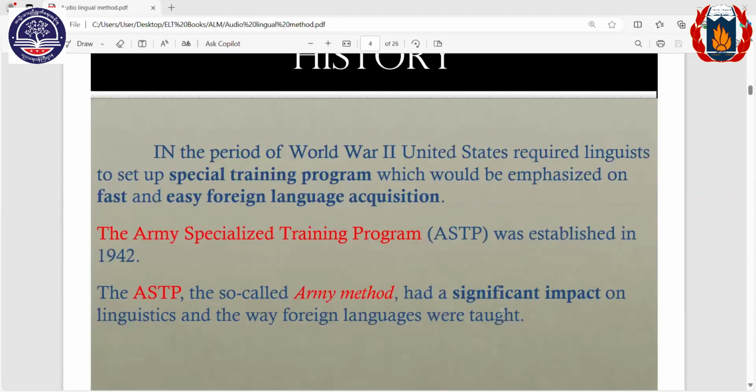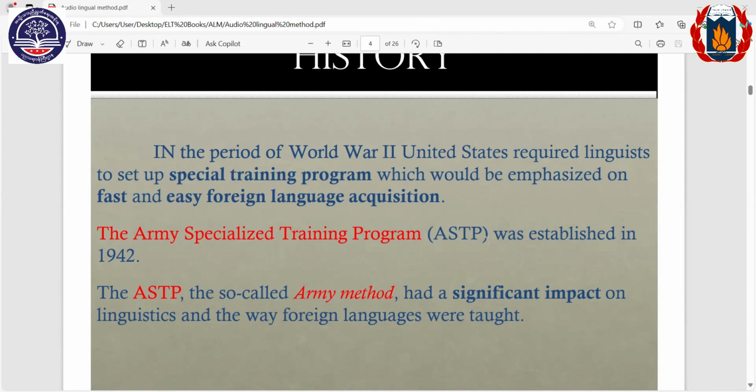History. Let's see the history. So the demands appeared during World War II, right? The United States required the linguists to give a special training program to the soldiers. That's why fast and easy foreign language acquisition was needed. Because of these demands, linguistics turned into the audio lingual approach. It is also called the Army Specialized Training Program, right? Also called the Army Method.